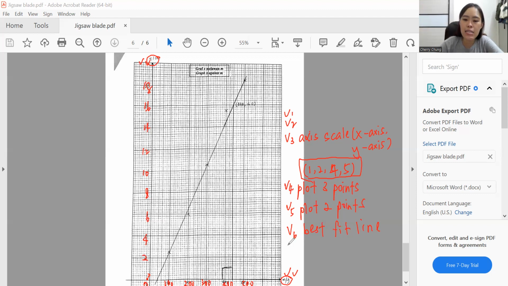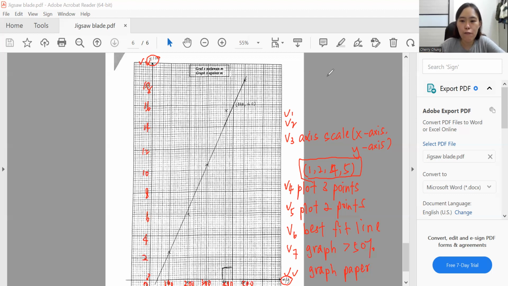Okay, and the last thing will be your graph must occupy more than 50% of the graph paper. That's why I always say your graph must be drawn as big as possible. So you have to plan out which scale that you have to use in your graph. Okay, so this is how you draw out the graph.